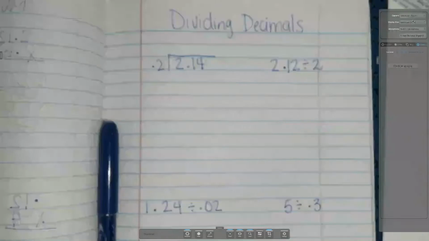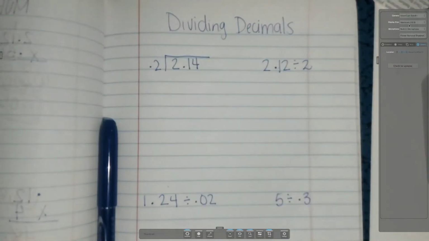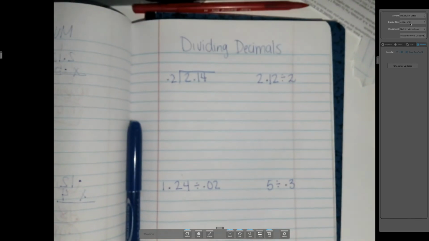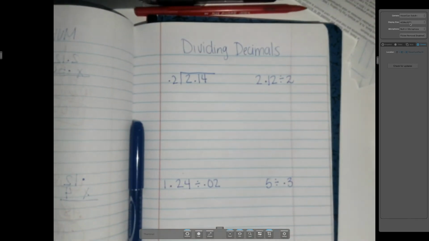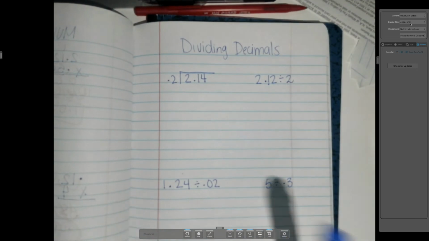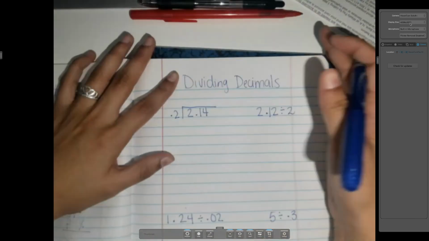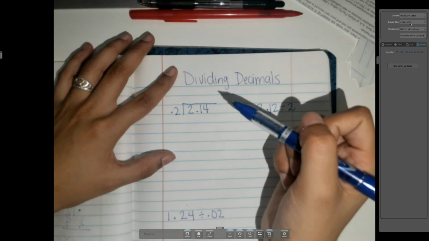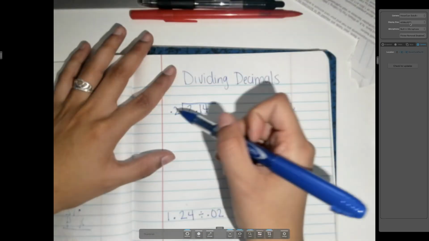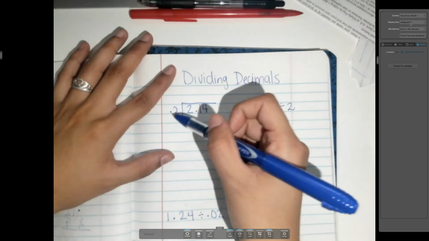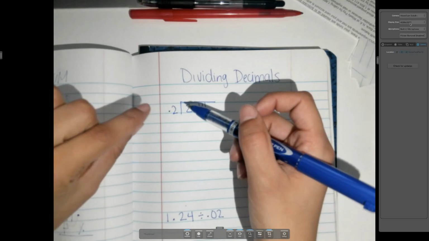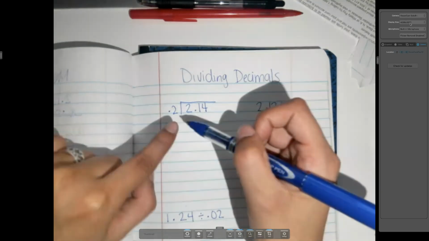Okay, let's talk about dividing decimals. When dividing decimals, you ignore the decimal. Anytime you're multiplying or dividing, you don't have to worry about the decimal. In this case, though, we do have to worry about the decimal on the outside, okay? So that's the only one that matters. The only time you're going to move a decimal is if there's a decimal on the outside.